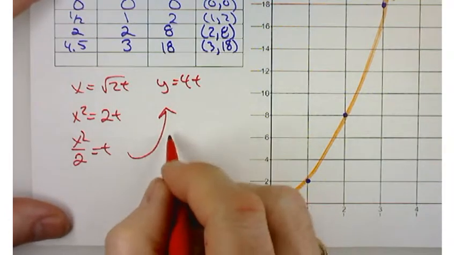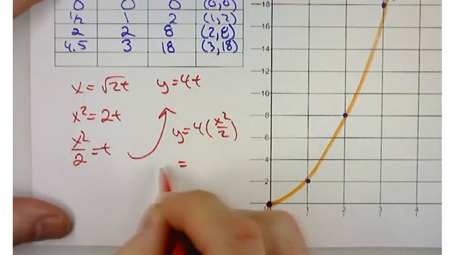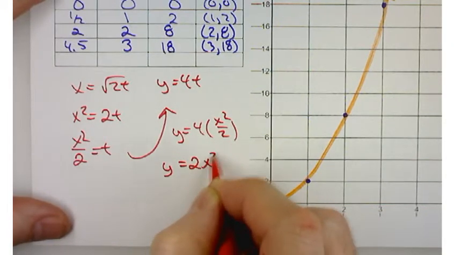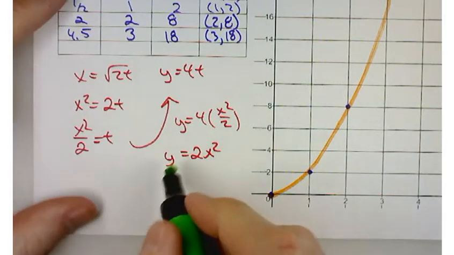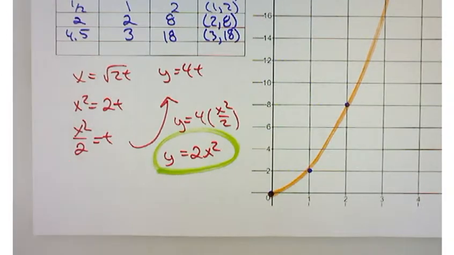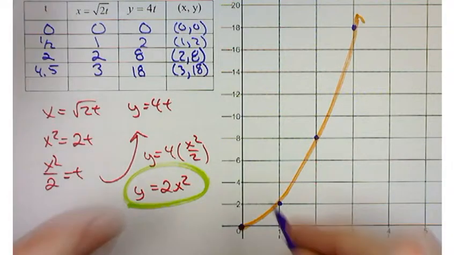Plug that in here. I get y equals 4 times x squared over 2, or basically y equals 2x squared. And that's your rectangular equation. That's an equation that doesn't have t in it. It depends only on x and y. So we've got our graph. The orientation is this way.